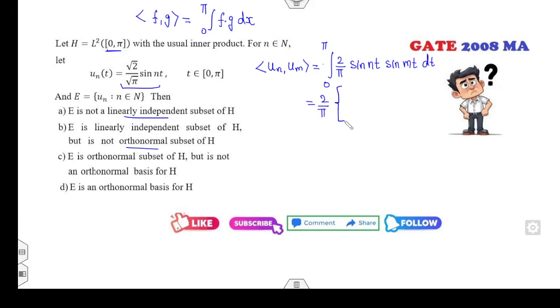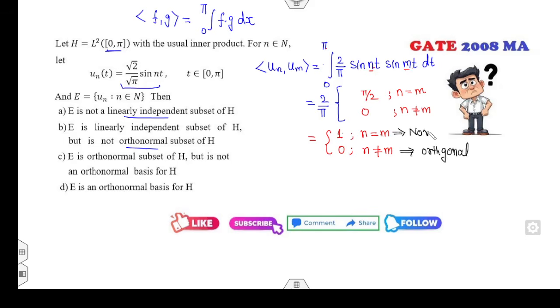Now, by using the orthogonal property, we have two cases: when n is equal to m, and when n is not equal to m. If n and m are not equal, the answer is 0. When they are equal, the answer will be half of the limit. So that means this number is 1 and 0, whenever n is equal to m, and n is not equal to m. What does it mean? They are orthogonal. Whenever both are the same, that means they are orthonormal. And once you prove that they are orthogonal, that means they are LI as well.